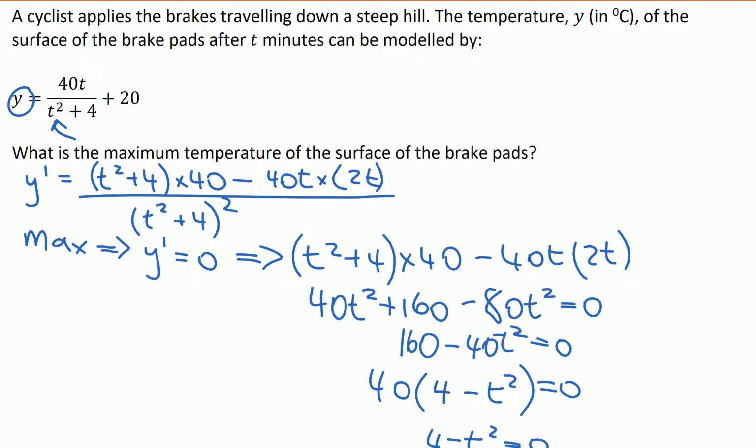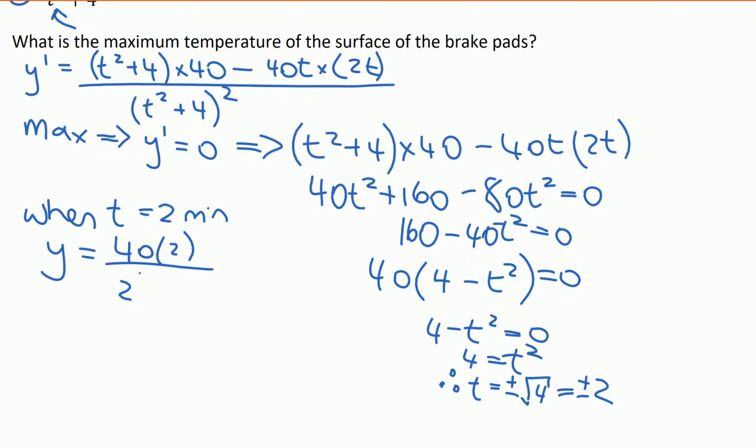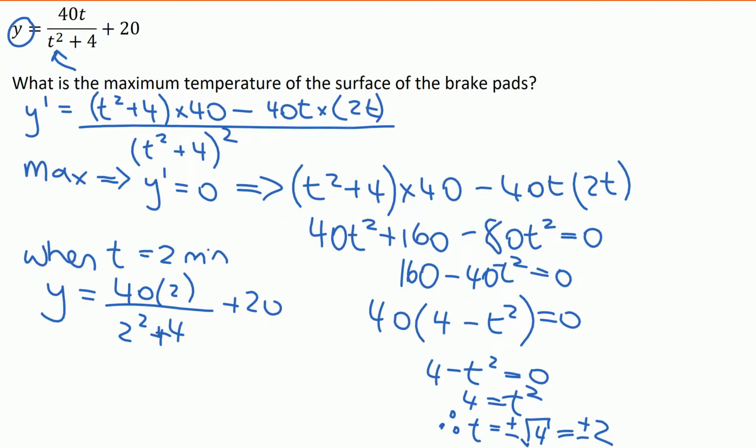How do we find the maximum temperature? In other words, when time is 2 minutes, the temperature is 40 lots of 2 over 2 squared plus 4, plus 20. Just trying to read that top part there as well. Happy with that? So that's 80 divided by 8 plus 20, which is 30 degrees Celsius. Yeah? Happy with that?